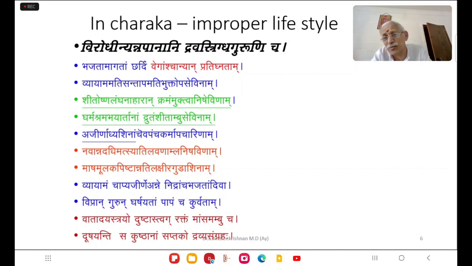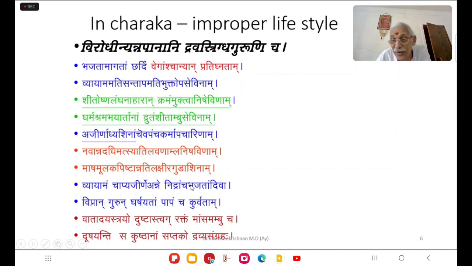Even Panchakarma experts don't know how to do Panchakarma and when to do it. That is a drawback of a few Panchakarma practitioners. That is their fault; clinical exposure is not there. The Acharya very clearly describes Panchakarma apacharana. Then in ahara: nava anna, dadhi, matsya, tila, lavana, amla sevana, masha, mulaka, ikshu, pishtanna, tila, guda. These are 11 nowadays. Then vyayama.